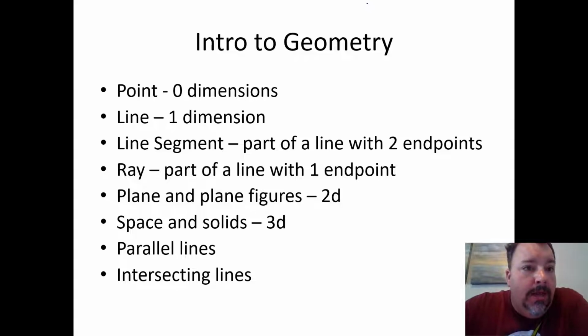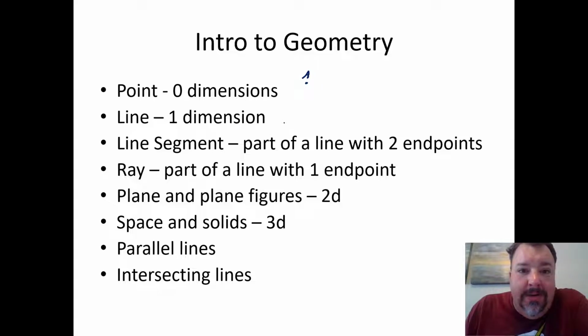So, first off, when we're talking about geometry, a point is something that has 0 dimensions. It's basically a location in space. It's represented by a dot, but again, a point has no length, no width. And usually we're going to label points by capital letters.